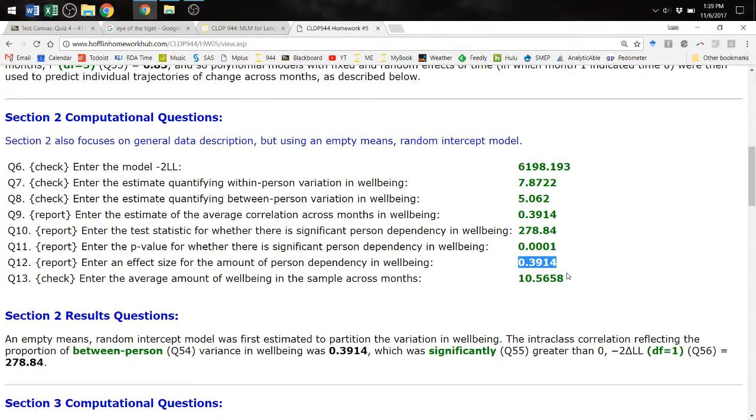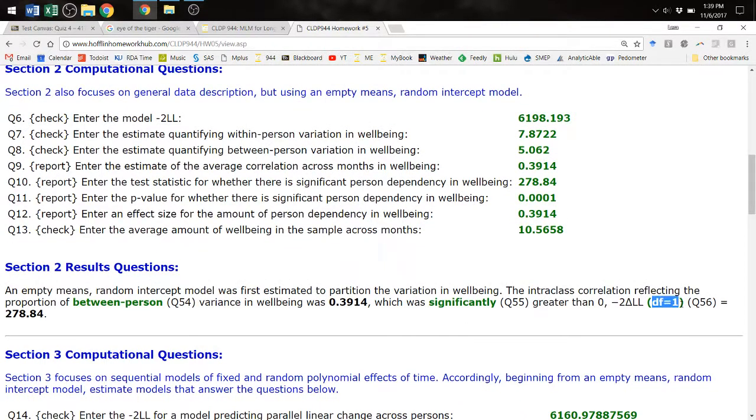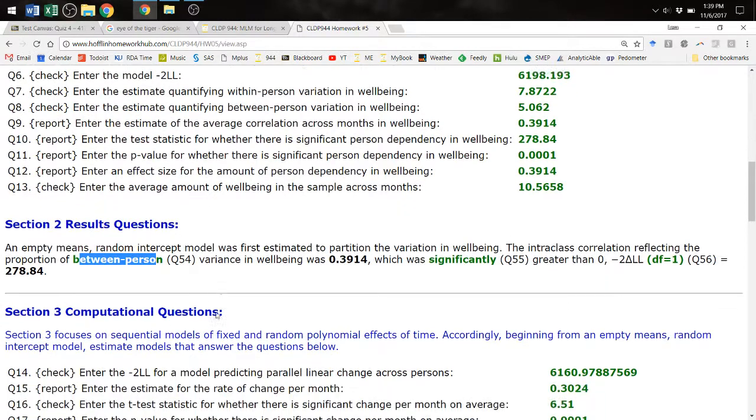It is only one kind of person dependency, though. In this model, given that we only have a random intercept thus far, what that's saying is that there is only one kind of person dependency. There's only one reason that occasions from the same person are correlated. That's mean differences, which is captured by the random intercept, and that's it. That may not be the case, though, and that's the purpose of continuing on to test whether or not we have other random effects. Let's see, degrees of freedom equals 1 because you added 1 random intercept variance. The intraclass correlation reflects the proportion of between person variation.